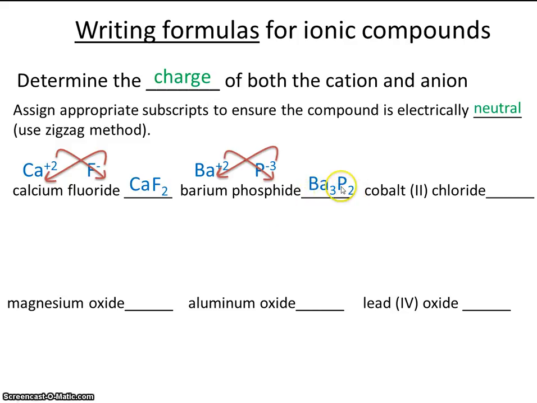Ba3P2. So take a moment to understand exactly how we're crossing these charges. And I know that eventually we get to the point where we just do this quickly, but remember the point behind doing it is to ensure that barium phosphide is electrically neutral or has the same number of positives and negatives.